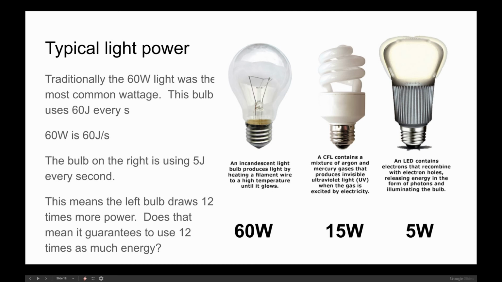Now let's take a look at typical light power. We figured out we're about a 100 watt energy source. 100 joules a second is what we're consuming, and that's pouring out in heat in our body and flapping our lips and everything. So what is it in terms of light? Traditionally, the 60 watt light bulb was the most common wattage. This bulb uses 60 joules every single second.